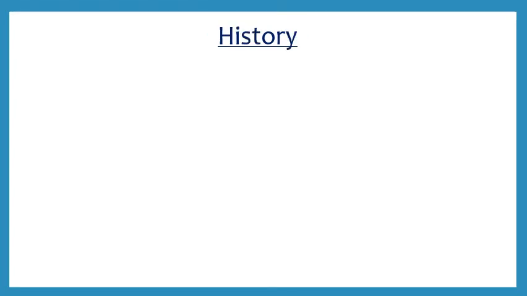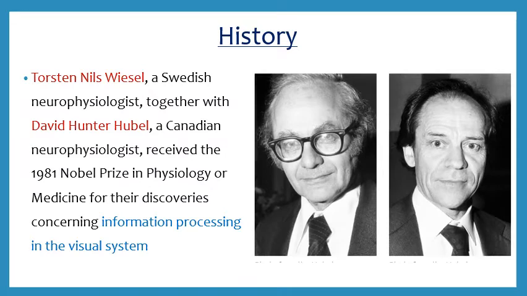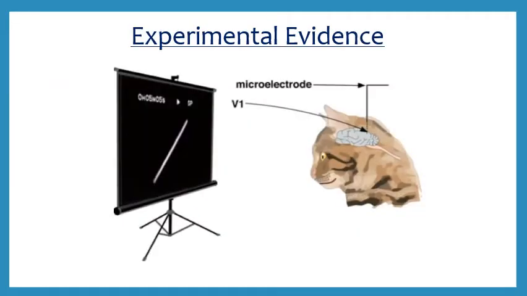So first let's see the history. Two scientists named Torsten Nils Wiesel and David Hunter Hubel got the Nobel Prize in Physiology in 1981 for discovering the information processing in the visual system. So it was David Hunter Hubel as well as Torsten Wiesel. Now moving on to the experimental evidence.